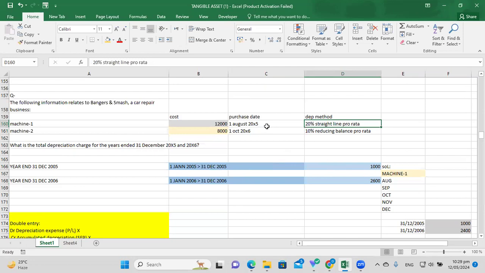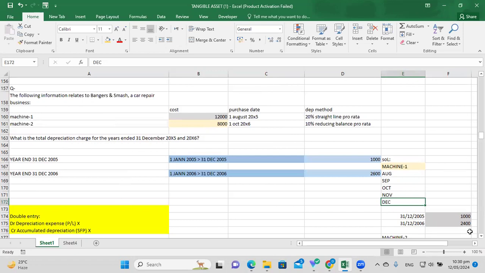Remember that we are calculating this time on a pro rata basis. First of all, we will solve for machine one. Machine one was 12,000 cost, and we bought it on 1st August 2005. So on a pro rata basis we will calculate the depreciation. How many months did we use the machine in 2005? We used it for August, September, October, November, December. So these are 5 months, right?